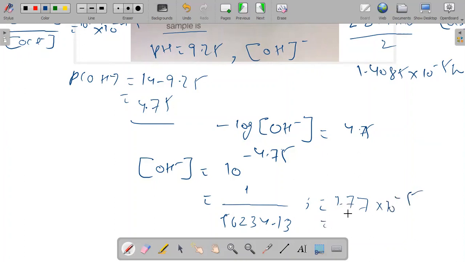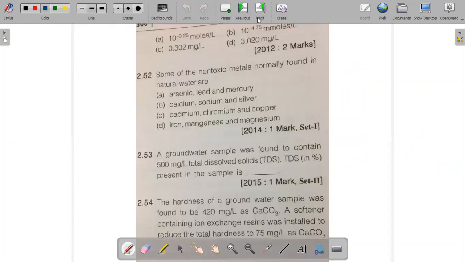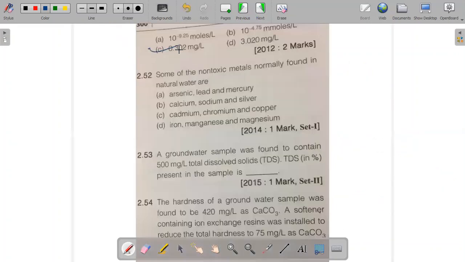But here we need to think one more thing, that we need this in milligrams per liter, so multiply it with the molar mass of 17. Okay, so if you multiply it with 17 and also with 1000, we'll get a value of around 0.3023. So option C is the correct answer.